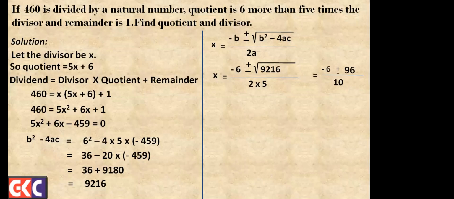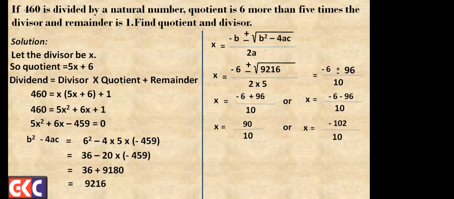So right now for us, minus 6 plus or minus 96. Root of 9216 is 96, the whole upon 2 into 5, which is 10. After that, we know that one takes plus, so x equals minus 6 plus 96 upon 10, and the other is minus 6 minus 96 upon 10. Now minus 6 plus 96 is directly 90 upon 10. And the other is x equals minus 102 upon 10.